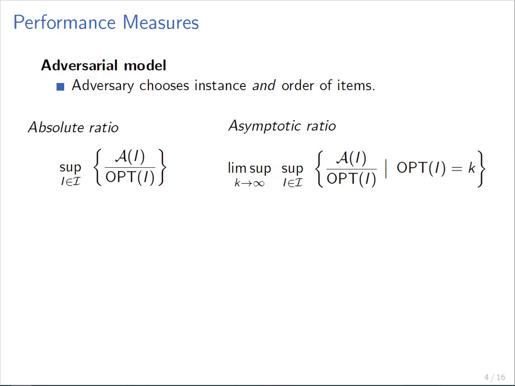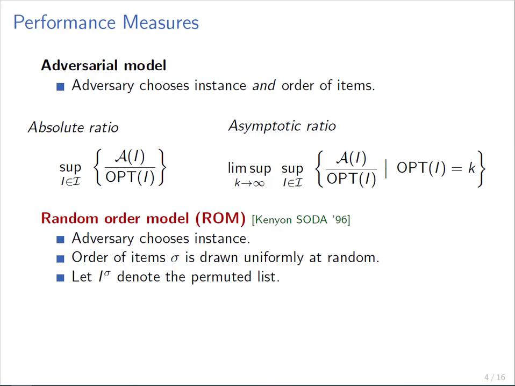So the absolute ratio of an algorithm is just the worst case ratio between the number of bins of the online algorithm and OPT(I), the number of bins in an optimal packing of instance I. In the asymptotic ratio, we consider basically the same term, A(I) divided by OPT(I), but we assume that OPT(I) goes to infinity. Sometimes the adversarial model is too pessimistic. Note that the adversary is really powerful here because he chooses both the instance and the order of items.